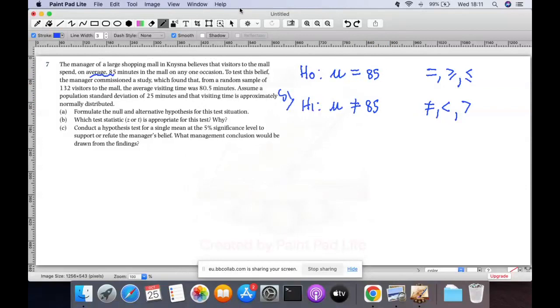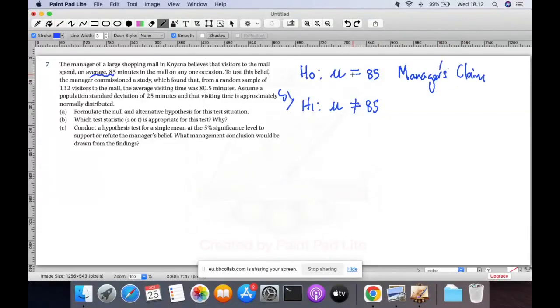All right, I'm going to erase this part here. Now that we've established the symbols, I like to make a note on either H0 or H1 to see which one is the claim. If you read the text, it says the manager believes that they spend on average 85 minutes. So this is the manager's claim, H0. This is what the manager believes. I'm going to write manager's claim.